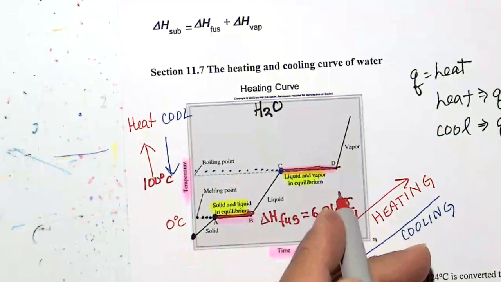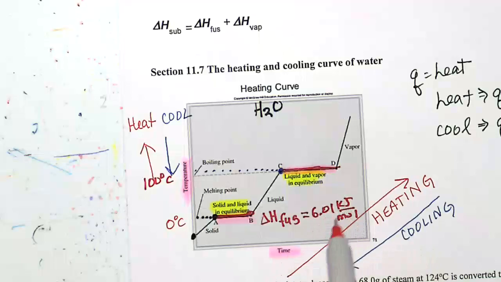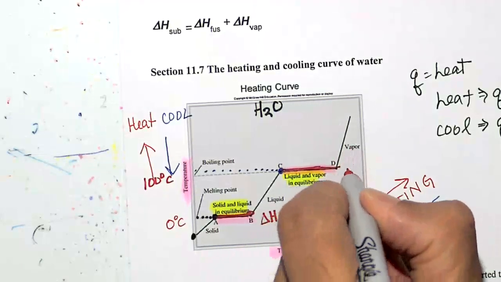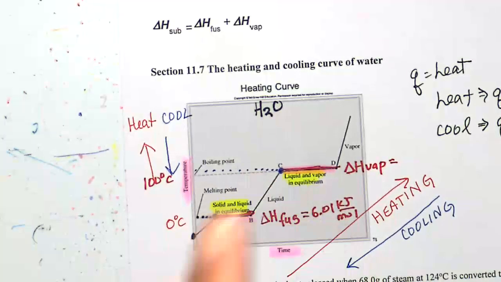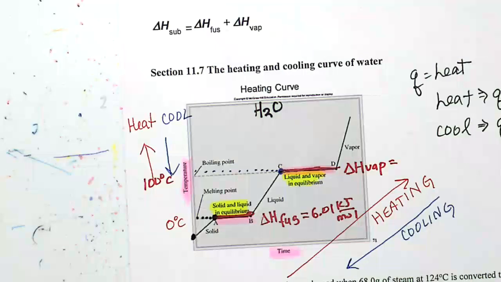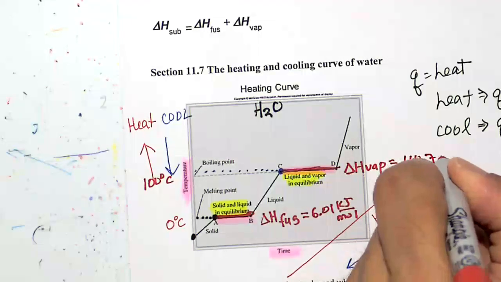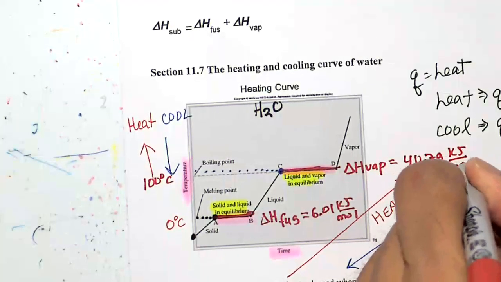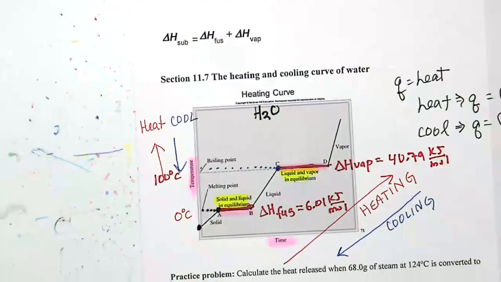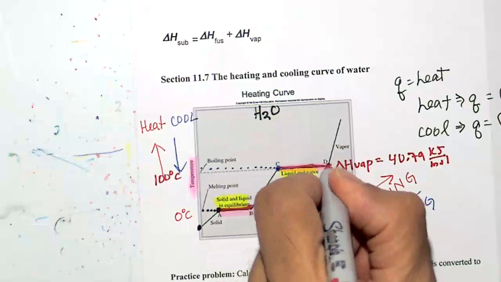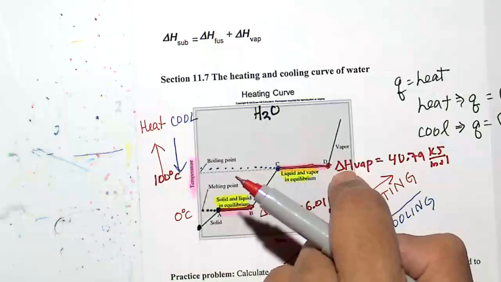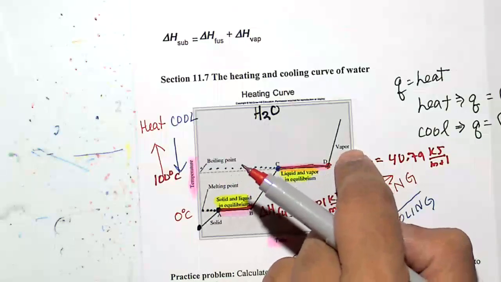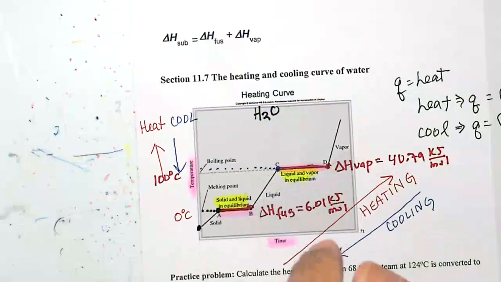And we heat some more, and we have to heat to overcome delta H vaporization. For water, delta H vaporization is 40.79 kilojoules per mole. We heat some more, and we've overcome this phase change. Now everything is vapor. There's no liquid.